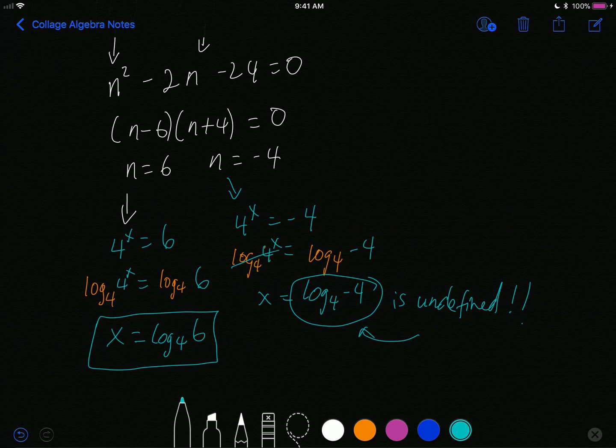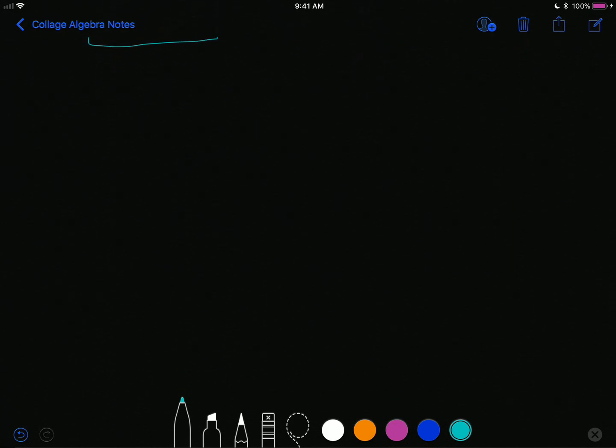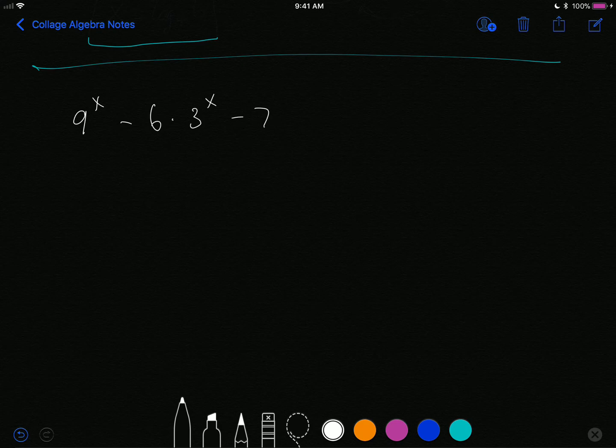Let's try one more of these questions. Let's say I have 9 raised to the x power minus 6 times 3 to the x power minus 7 is equal to 0. Again, I don't have like bases. So what am I supposed to do right here? Well, I can make the bases the same. 9 is equal to 3 squared. And so then this is going to be 3 raised to the 2x minus 6 times 3 to the x minus 7 is equal to 0.